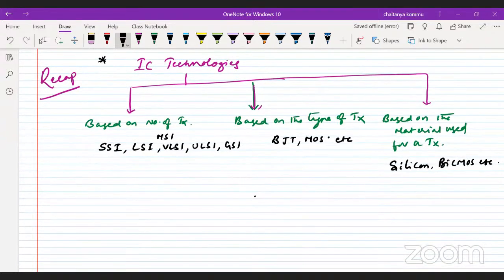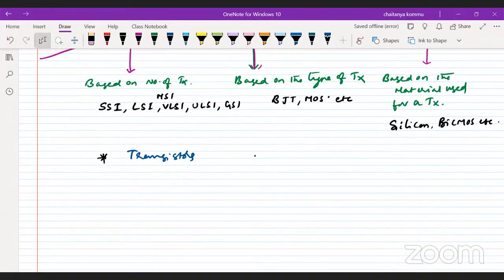And another point also we have seen: the core elements in the ICs are transistors. So what is the backbone for this transistor? We are concentrating mostly on MOS related transistors. MOS transistors we would like to discuss about.